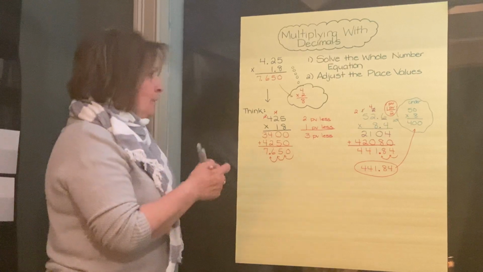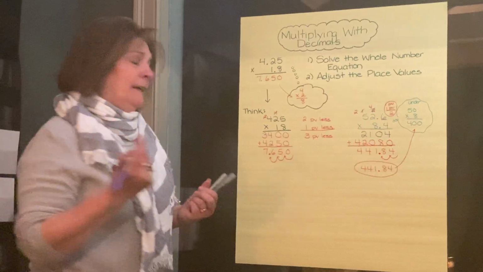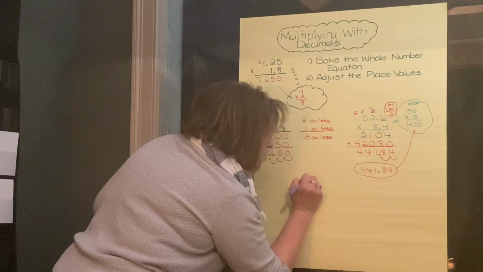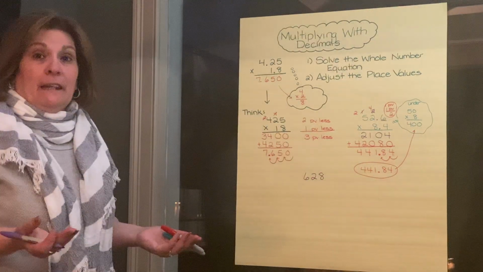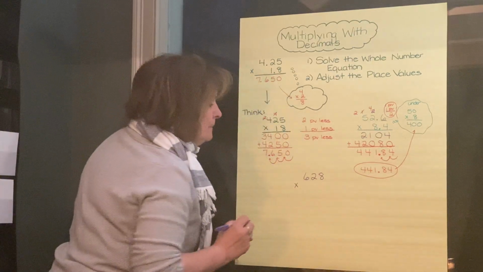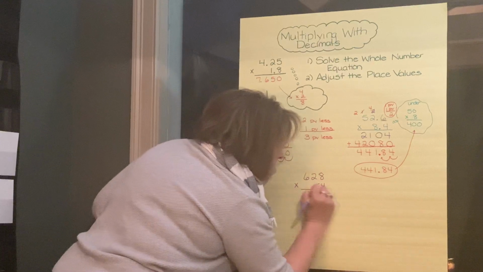Okay, so let's say we have, I think I'm going to do 628. I'm not going to put in any decimal points on that one. Times 54/100.